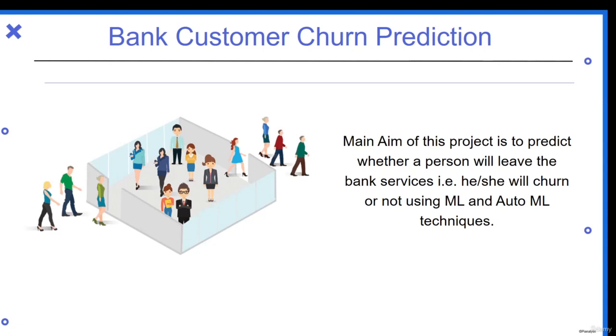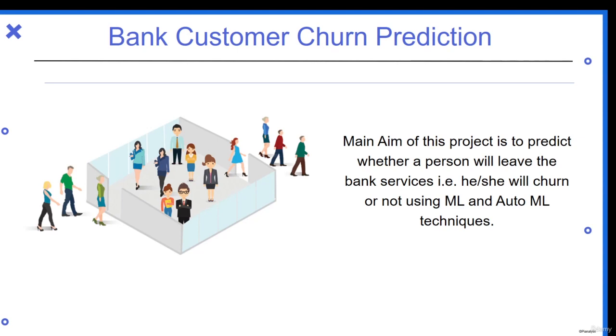Hello all, welcome to our project Bank Customer Churn Prediction. The main aim of this project is to predict whether a person will leave the bank services, that is, he or she will churn or not, using machine learning techniques and auto machine learning techniques.